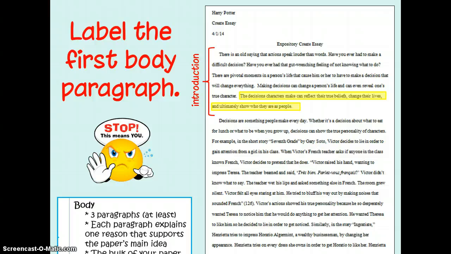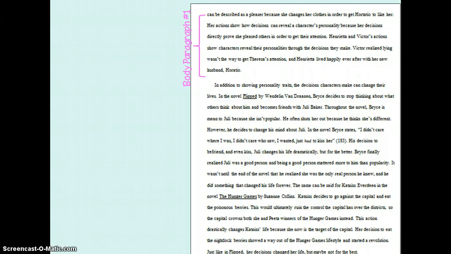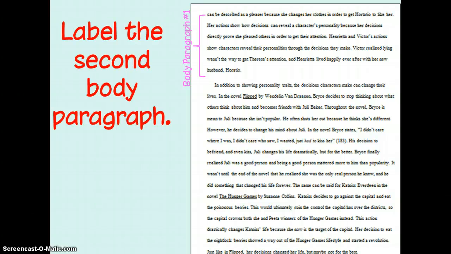Okay, let's see how you did. Hopefully you've identified this as the beginning of body paragraph number 1. And it ends here on page 2. All right, moving along. Let's now label the second body paragraph.